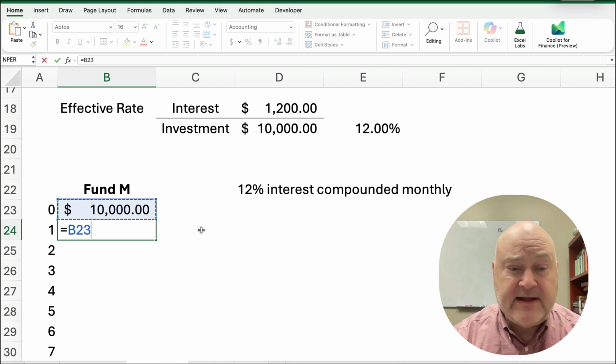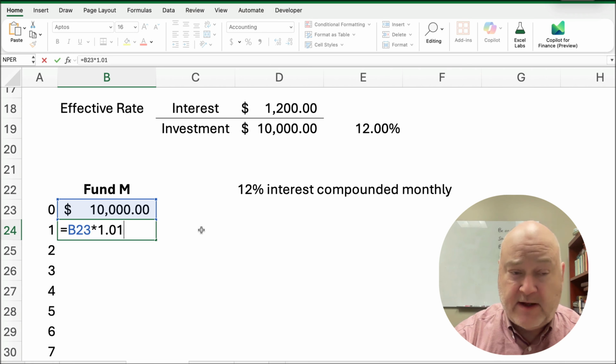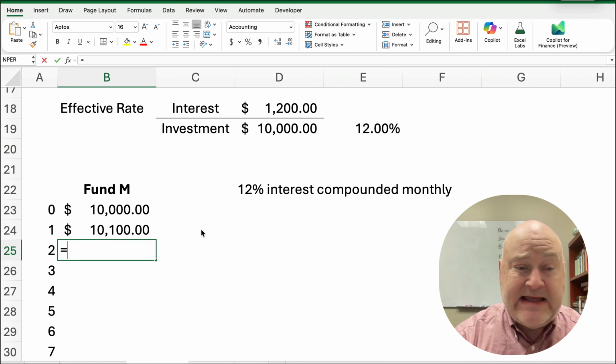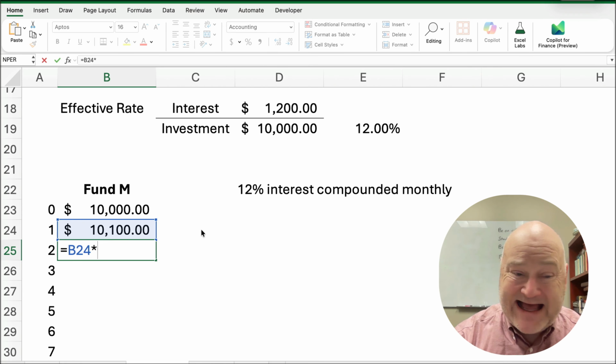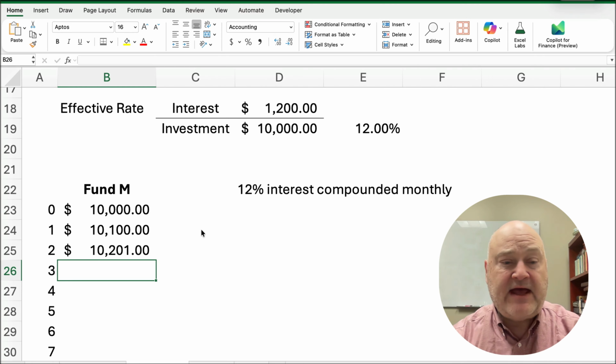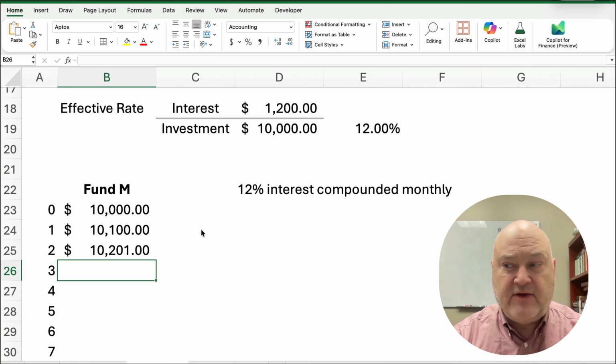And so we'll take this number, the 10,000, times 1.01. Remember, 12% divided by 12 months is just 1% per month. So you earn $100. And then you do it again, the 10,100 times 1.01, the 1% for 12 months, and now you earn 10,201. You earn slightly more than $100. You see the difference is $101. Let's do it again, then we'll be able to copy it down.